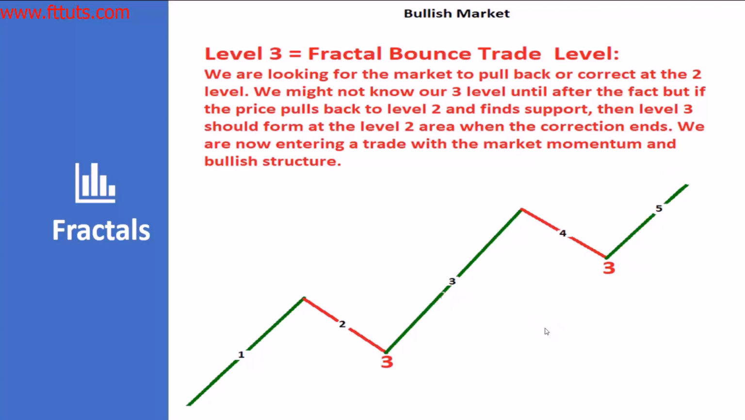We're looking for the market to pull back or correct at the level 2. We might not know our level 3 until after the fact, but if the price pulls back to level 2 and finds support, then level 3 should form at the level 2 area when the correction ends. So this level 3 should usually form at the level 2 area, this area up here. There would be a prior level 2 down here, and you look for the correction at that level. That's where you're going to get your trade. So we're now entering a trade with the market momentum and a bullish structure.